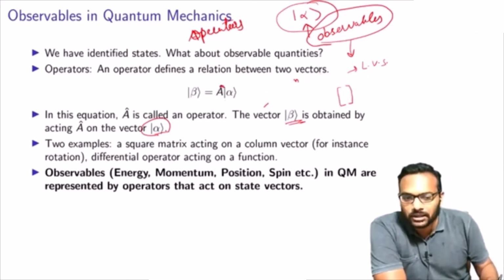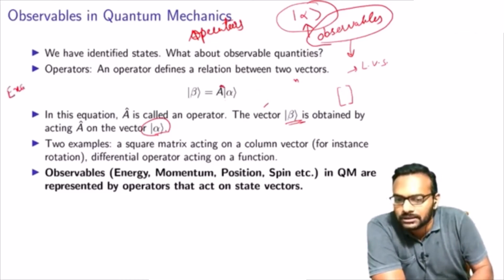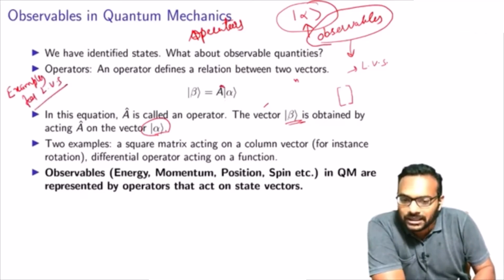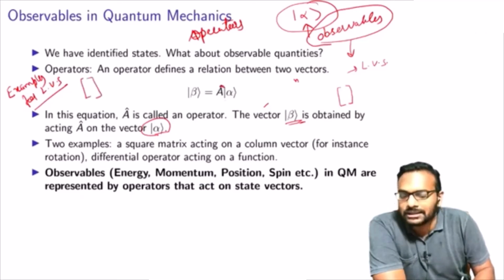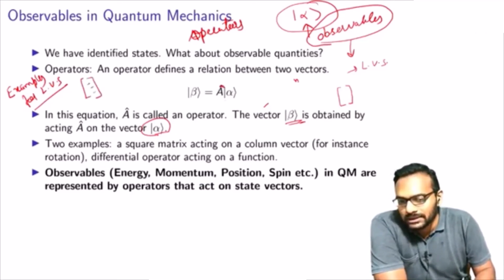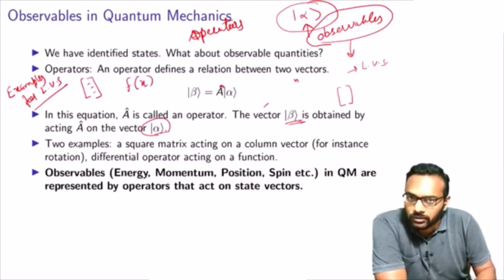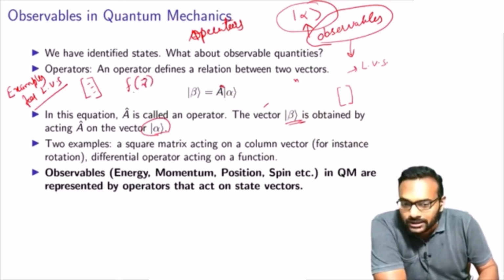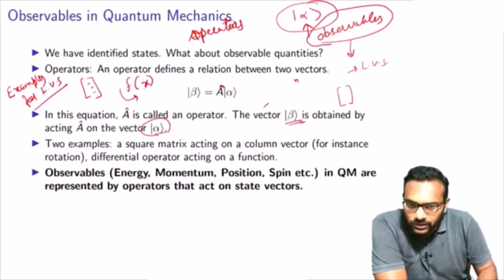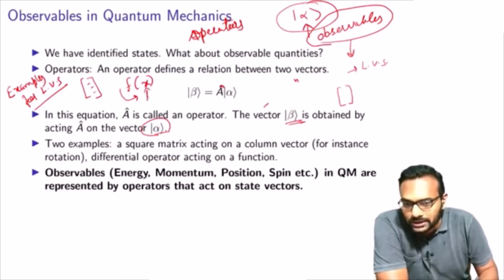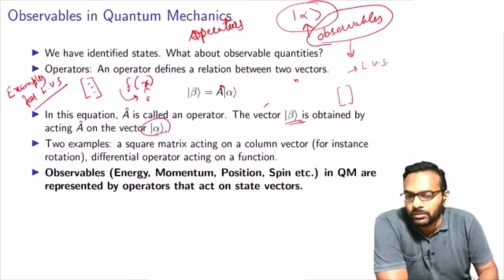So, I'll give you two examples for linear vector space. The first example is the column matrices. You'll see that they obey all the properties of a linear vector space. Another is a complex function like f of x, or f of x, y, z, or f of r vector. This complex function spits out a complex number. If you give a number here for x, it could be a position, for example, it gives you a complex number of the form a plus ib. So associated with every point in space, you have a complex number. That's an example for a complex function.